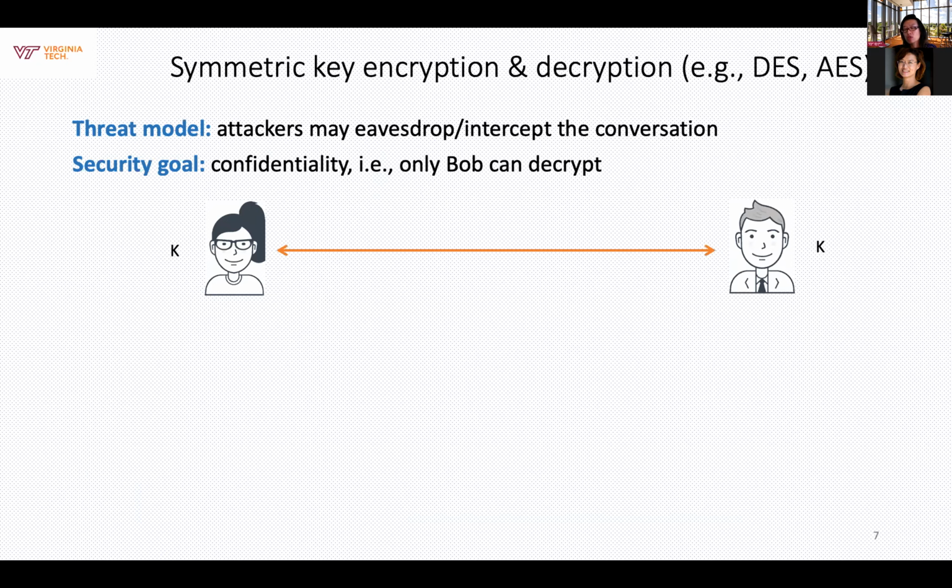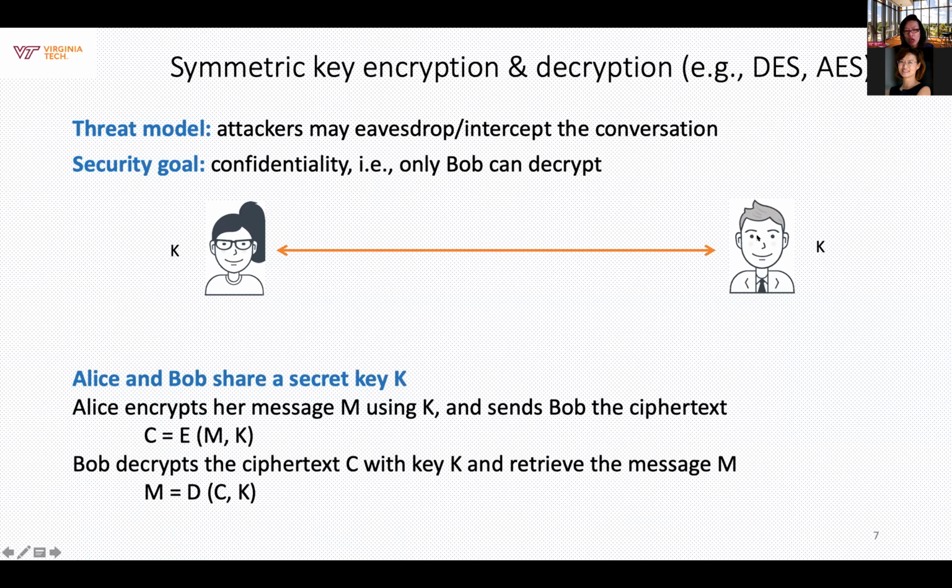So symmetric key encryption, we of course have talked about this already. And the AES is a current standard. It stands for Advanced Encryption Standard. It became a standard in 2001, 19 years ago. When we talk about symmetric key encryption, the sender and receiver all have the same key, K. The threat model is that the attacker may be eavesdropping, intercepting, or tampering with the ciphertext.